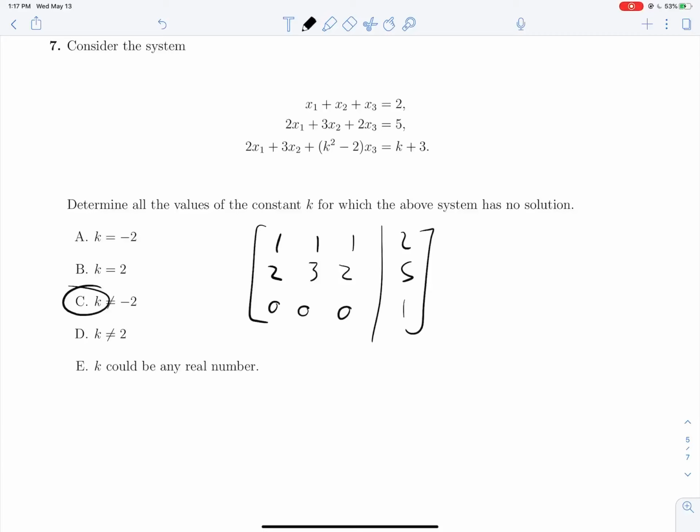Oh, and sorry, we're looking for the value of k for which the system has no solution. So k is equal to negative 2. Sorry about that. I hope that didn't confuse you. Just to reiterate, when we plug in k is equal to negative 2, we get 0, 0, 0, 4 on this final line, which is inconsistent. Misread the problem.